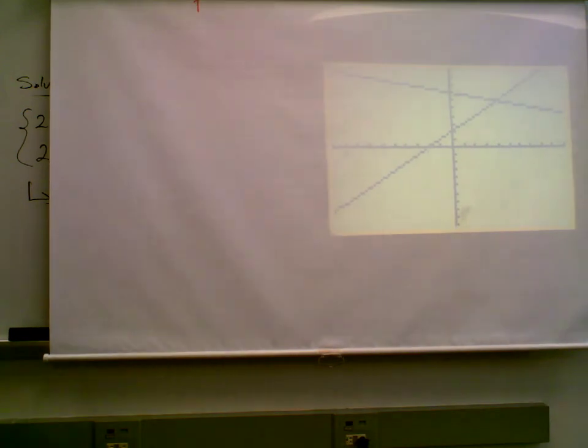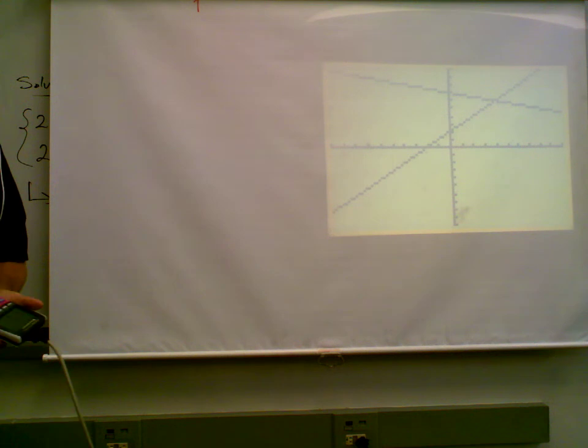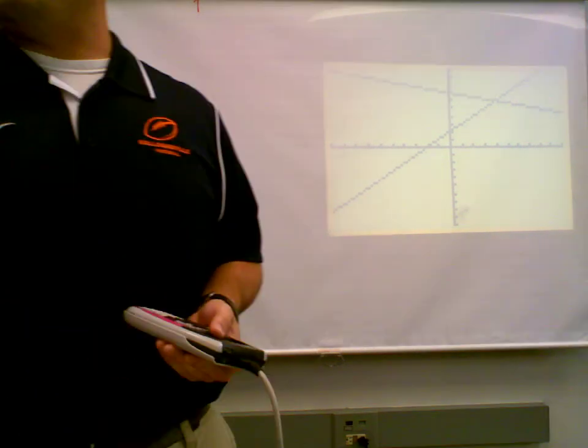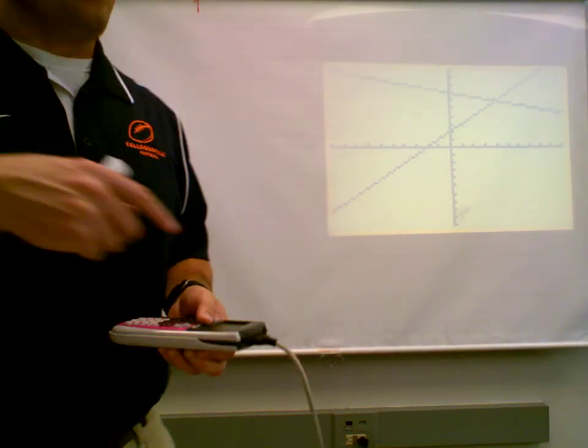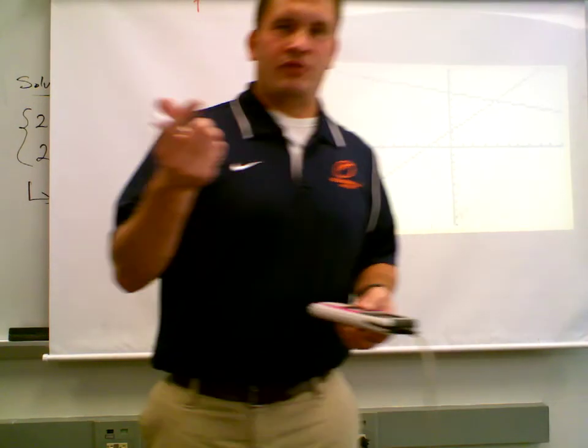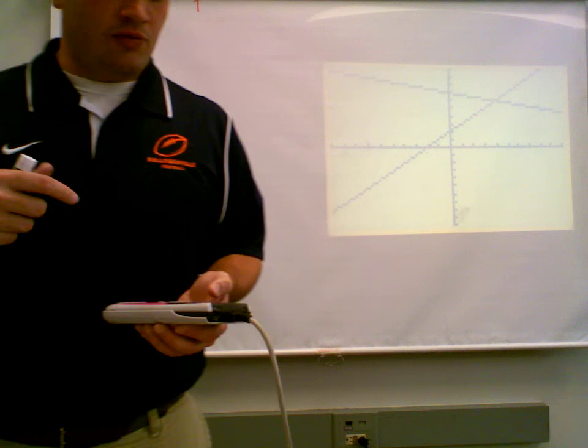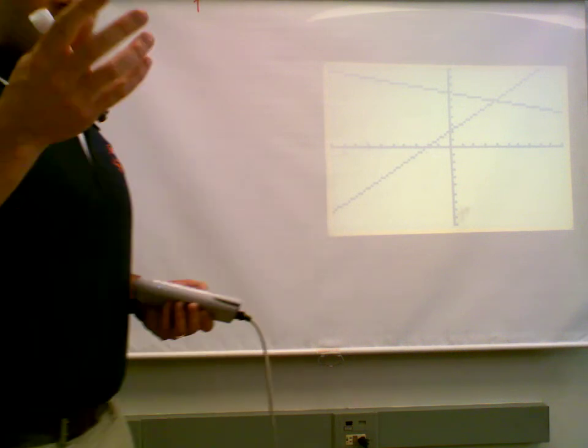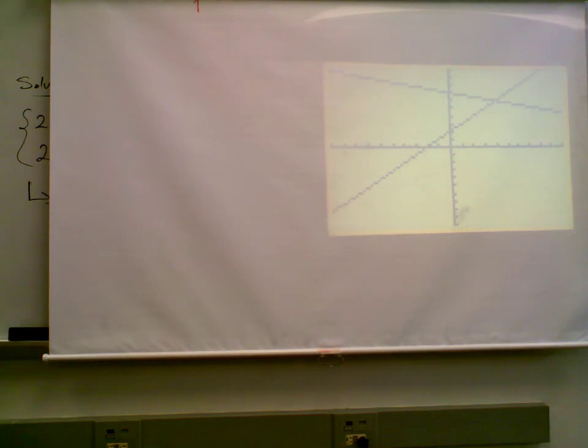Alright. So now the intersection is in my window, right? So if I use the calculator's way to find the intersection, will it work? Yeah. What if the intersection was not in my window? What would I have to do? We had to fix our windows, right? Yep. We could hit the window button and change our X min and X max and go on from that. We did it in class the other day.